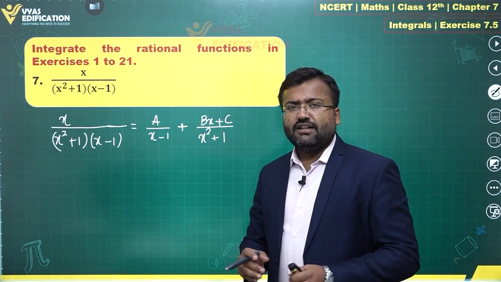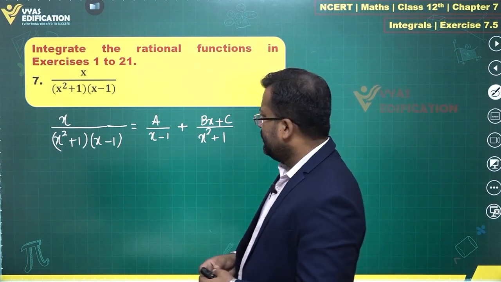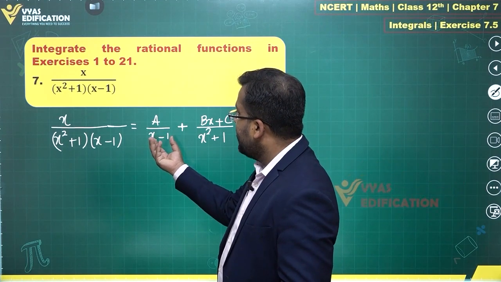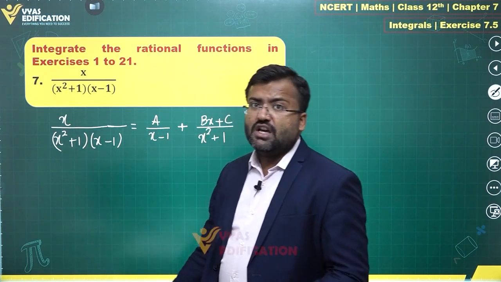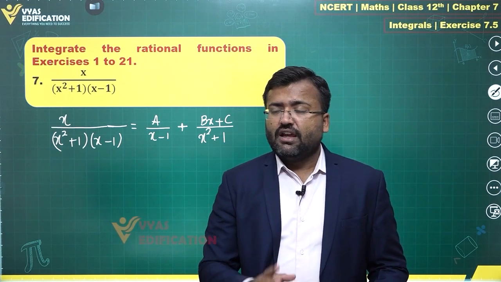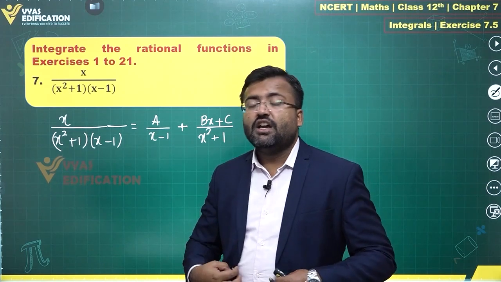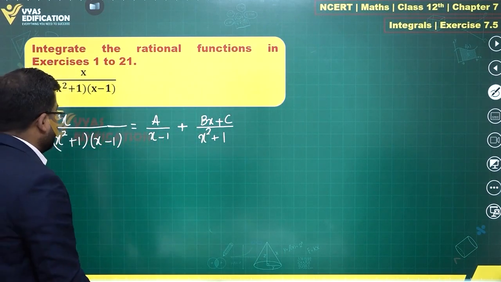In the previous questions we used some shortcuts. So here you can use that shortcut for finding the value of A, that is, multiply throughout by x minus 1 and put x equal to 1. 1 upon 2 is what you'll get, that will be the value of A. But for values of B and C, you will have to worry a bit. So for that, come back to the original method and see where it takes us.